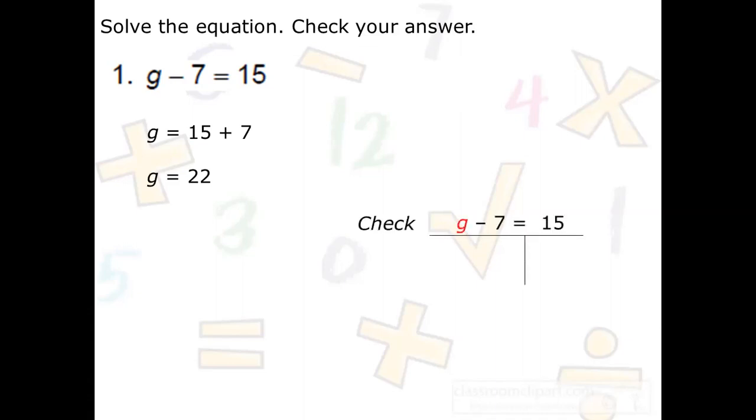Now for checking, you have to replace the g with the value which we found. So we found 22 minus 7 equals 15, and the other side of the equation has 15. So which means 22 minus 7 is 15. So the other side also has 15, which means the answer we got for g equals 22 is correct.